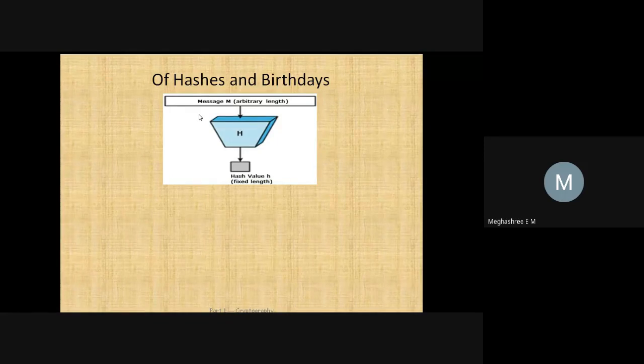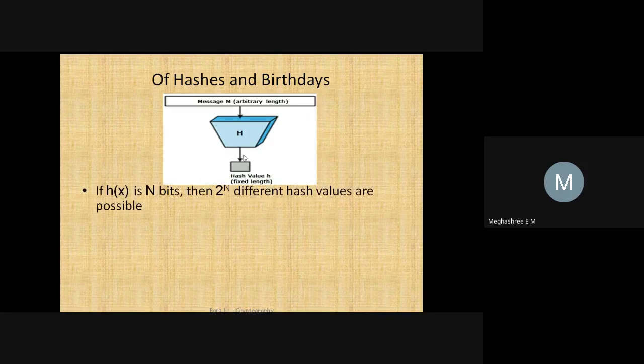See here, hashes and how it is compared. As you know, an arbitrary length of input is given to the hash function, which gives you a fixed length hash value or output. Whatever output you get from the hash function will be of fixed length, and this length is smaller when compared to the input size.